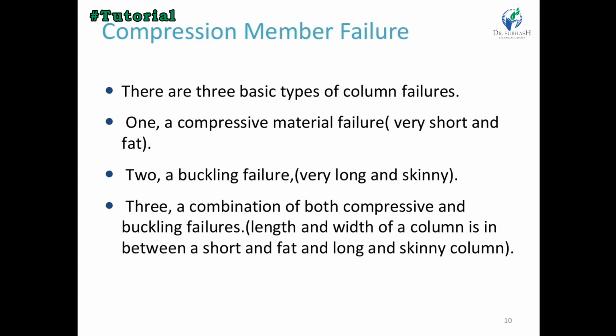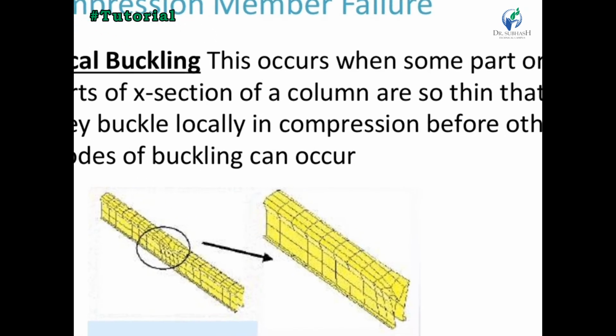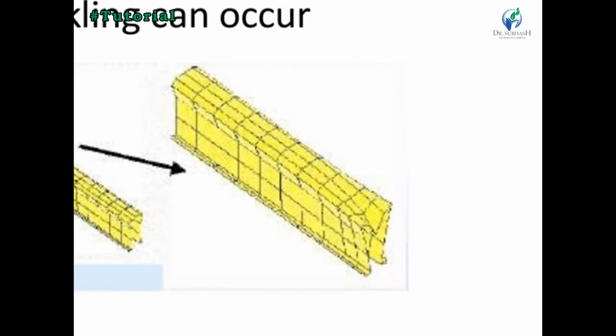Now what is local buckling failure? Start with the first failure, local buckling. This occurs when some part of the cross section of the column is so thin that it buckles locally in compression before another mode of failure can occur. So failure occurs by local buckling of one or more individual plate elements. You can see in the figure that it can affect the flange or the web, with an overall deflection normal to the applied load. You can see the failure, either of the flange or of the web of the column.